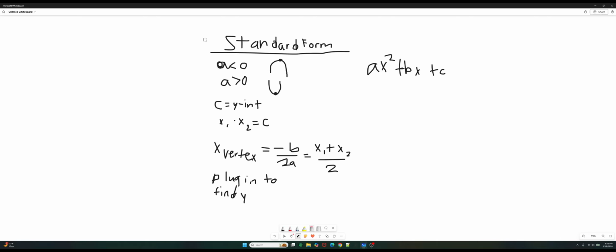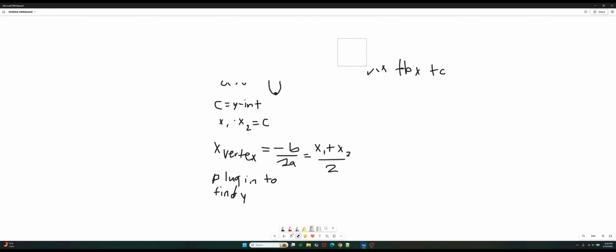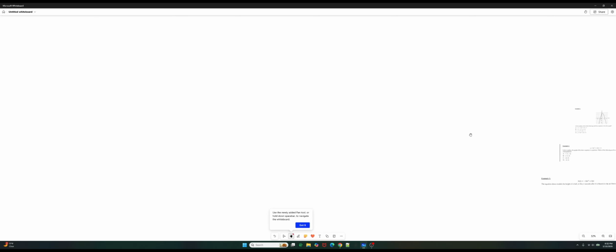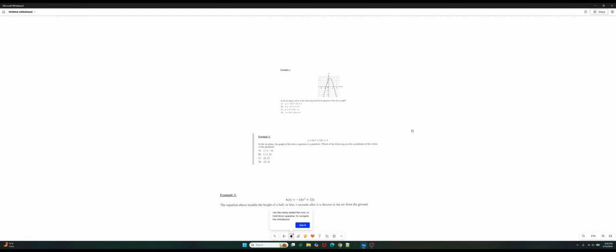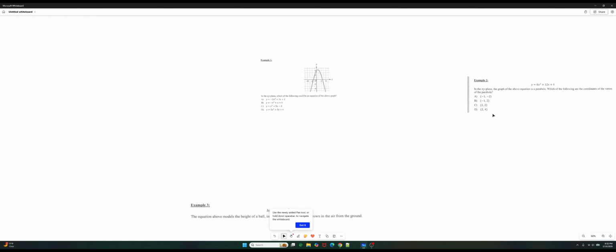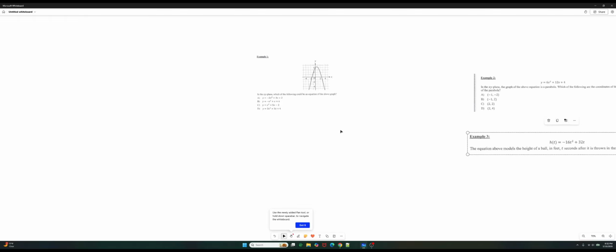So this is everything you need to know for standard form. And yeah, let's do some practice problems. I have some on this side. So let me zoom out. Okay. Let's do that. And then let me just move these aside.